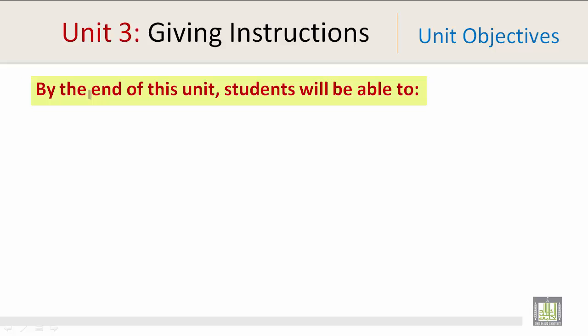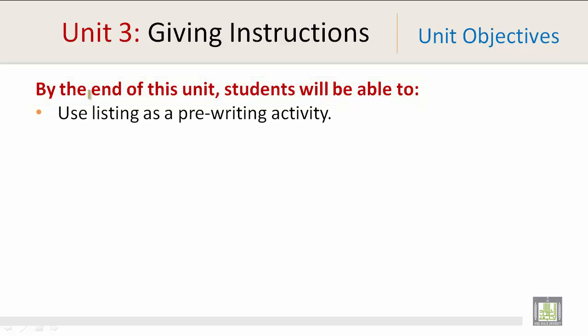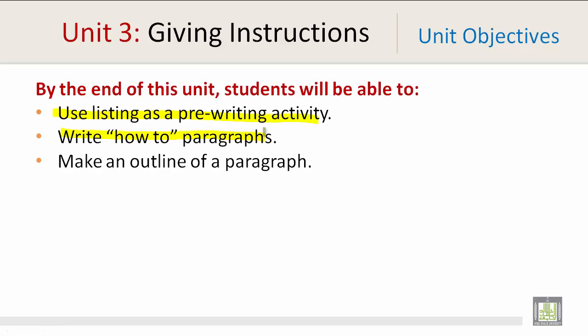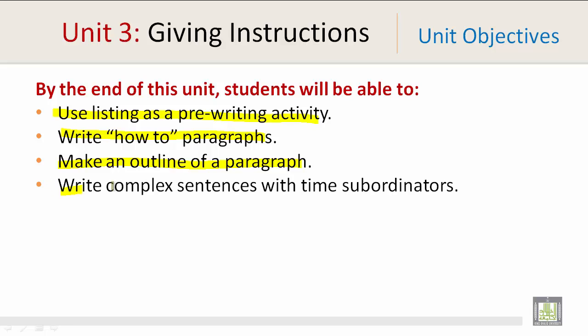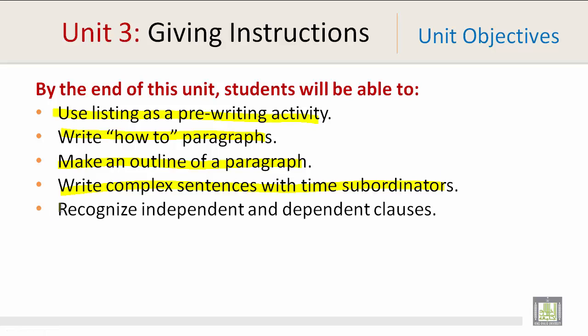By the end of this unit, students will be able to use listing as a pre-writing activity. Write how-to paragraphs. Make an outline of a paragraph. Write complex sentences with time subordinators. Recognize independent and dependent clauses.